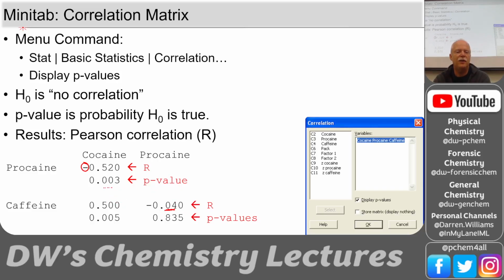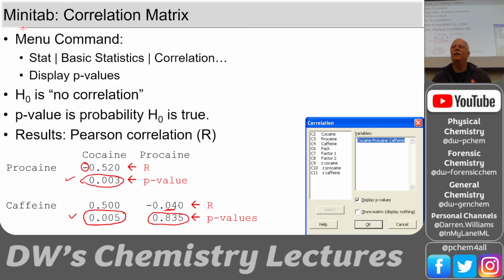But let's look at the p-values. This one is statistically significant. Yay. Okay, this one, surprisingly, we didn't see that, but it's statistically significant. It's really small, and it's a positive correlation. So when cocaine goes up, so does caffeine by half. Okay, but then look at this p-value.